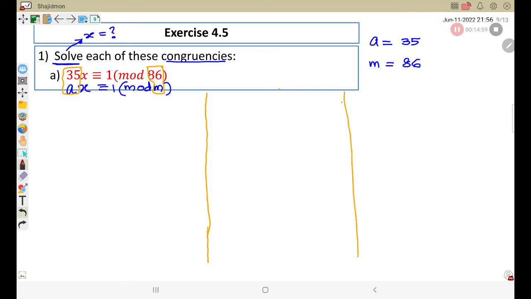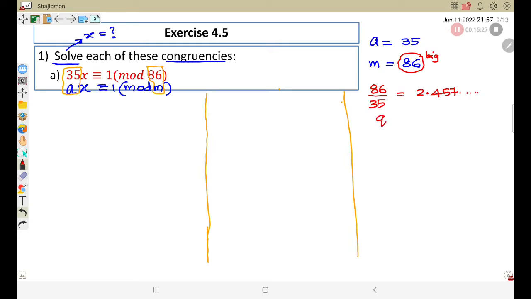Okay, so first we are starting with A and M numbers. Out of these two numbers, which is the bigger number, you can check it. 86 is the bigger number. So what we do, starting with 86, 86 divided by 35, bigger number divided by smaller number. From the calculator you will get 2.457 like this going, correct?